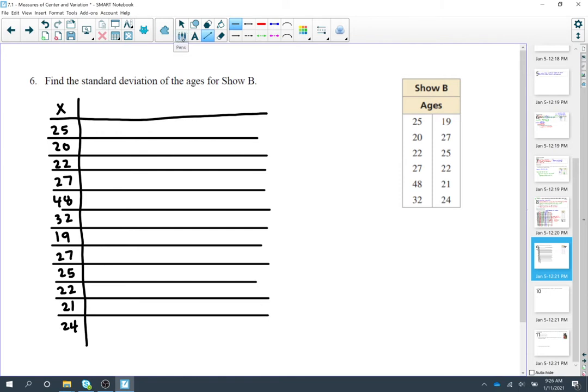So step 1 says that we have to find the mean of the data set. So I'm going to come back over here. I'm going to add up all of our numbers, which is going to get us 312. Then I'm going to divide that by how many numbers we added. We added 12 of them, which is going to get us a mean of 26. I'm then going to fill that in the whole way down.